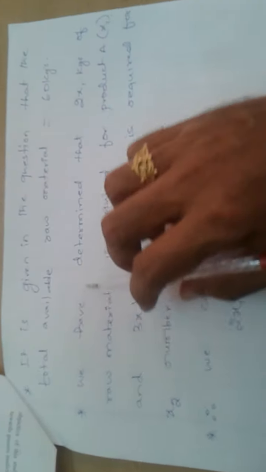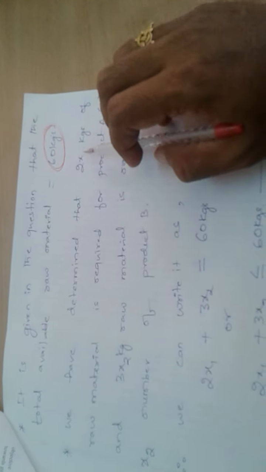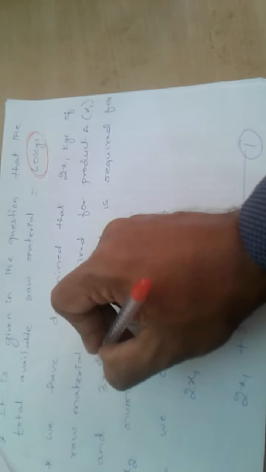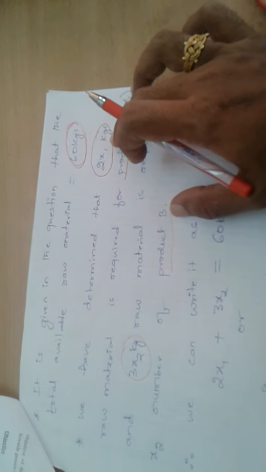All right, we'll go ahead now. Next, in the question itself, it is given that the total available raw material is 60 kgs. Now we have determined that 2x1 kgs of raw material is required for product A, and 3x2 kgs of raw material is required for product B, isn't it? So with these two we have already determined previously, the same thing is being written here.